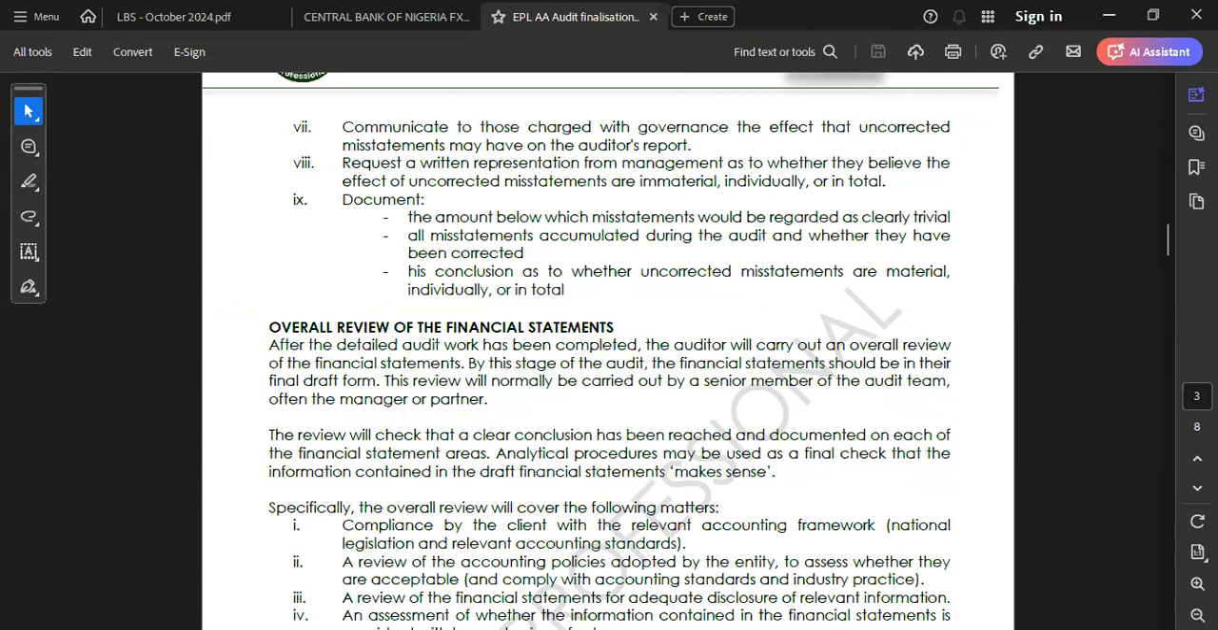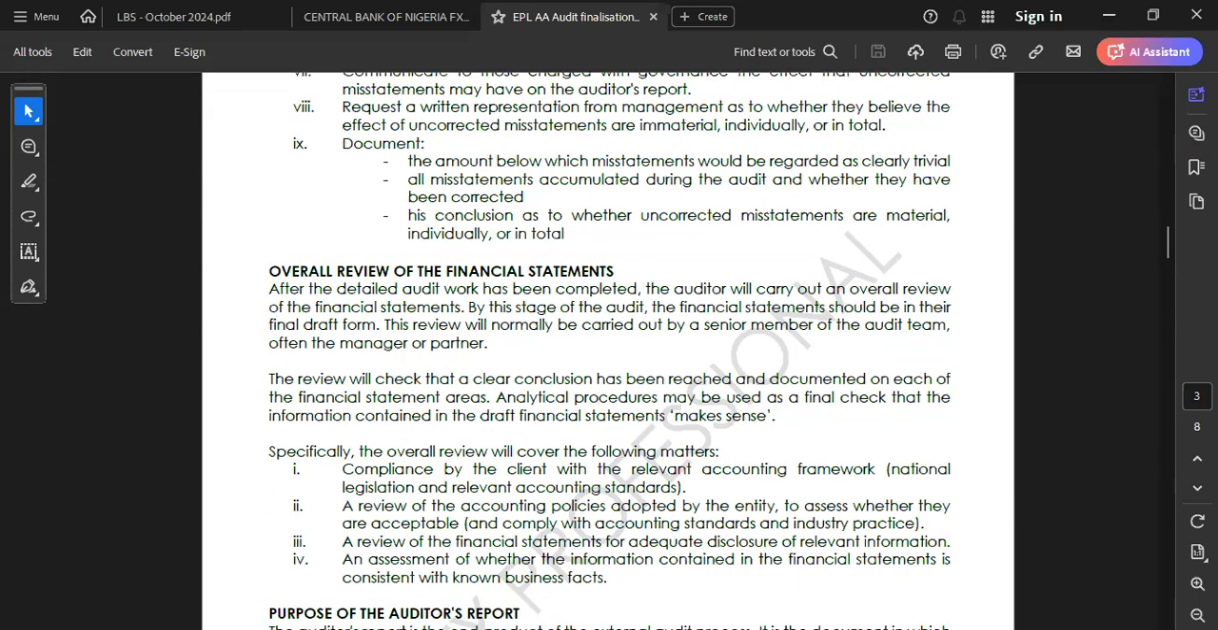Please let me know if my screen is on, because I'm not looking at the Zoom page. Okay, quickly, let's look at the overview. Okay, you have a question.